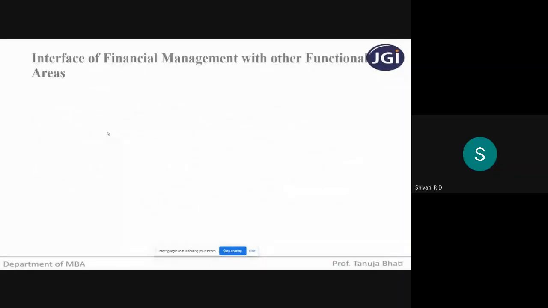Okay, so let us move ahead. Interface of financial management with other functional areas. Now, see, every company, every organization has different departments in itself. So it has a finance department, it has a marketing department, it has an HR department. So in this particular aspect, we will be seeing how financial management will interact with other areas or other departments of the company.